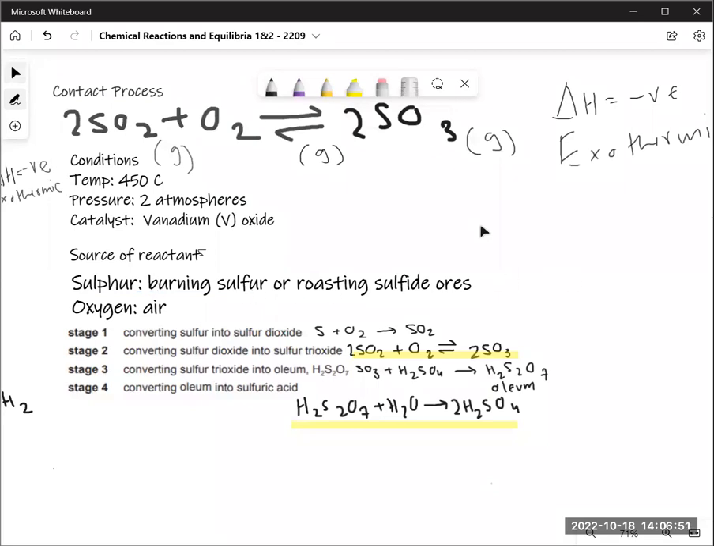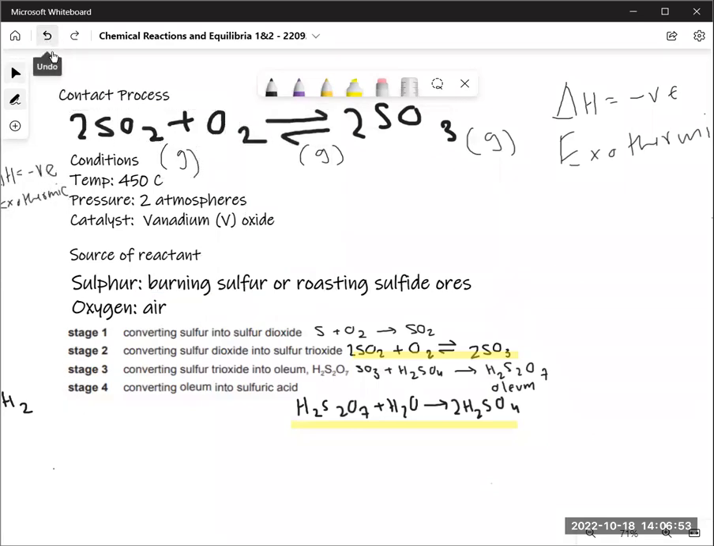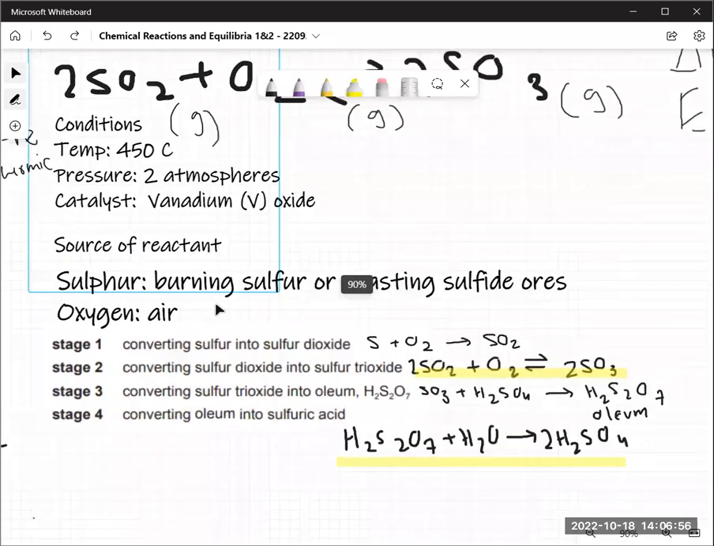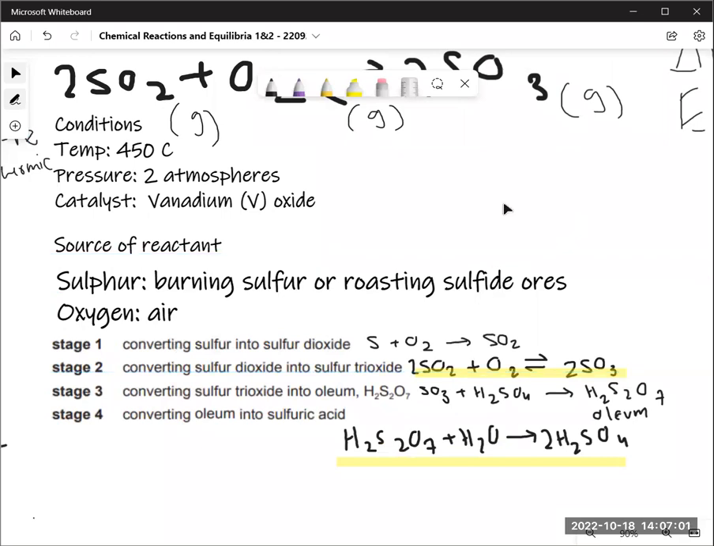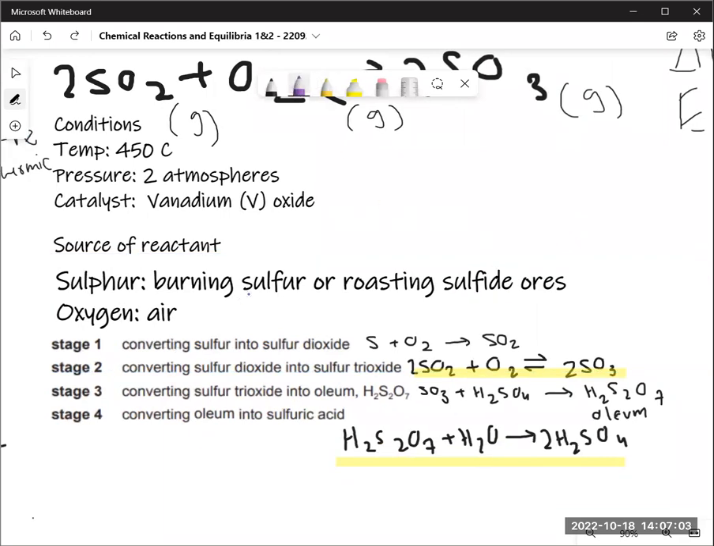Wait, are sulfur and sulfur the same thing? Sulfur with the F and the PH? They're exactly the same thing, it's just the spelling. You can write it as F or PH. Both are fine. But how do you get sulfur for this reaction? You have to get it by burning. This right here is not sulfur, it's sulfur dioxide.